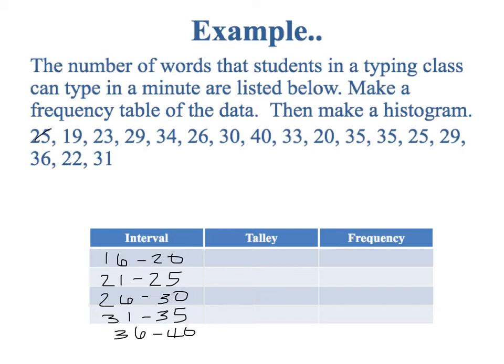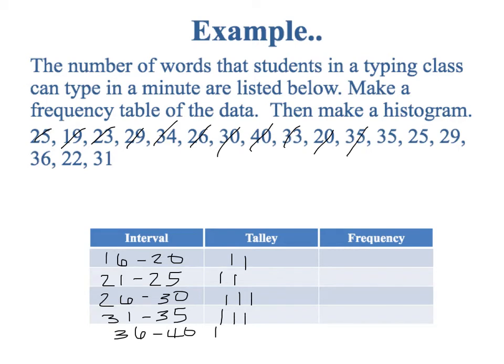So 25 fits in this range. 19 fits in the first interval. 23 fits in the second interval. 29 fits in the third interval. 34 fits in the fourth interval. 26 is in the third. 30 is also in the third. 40 is in the last one. 33 is in the fourth one. 20 would go in the first one.